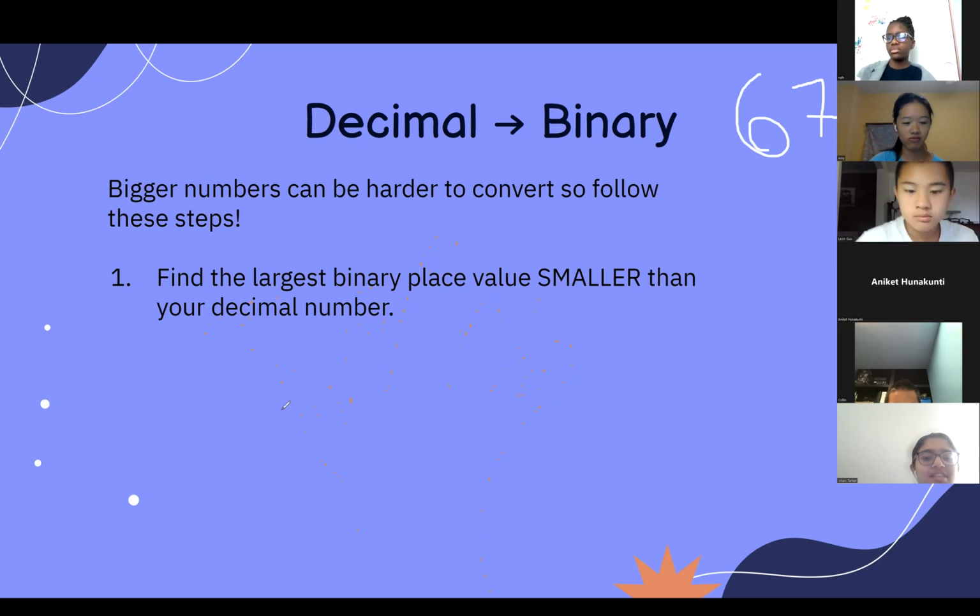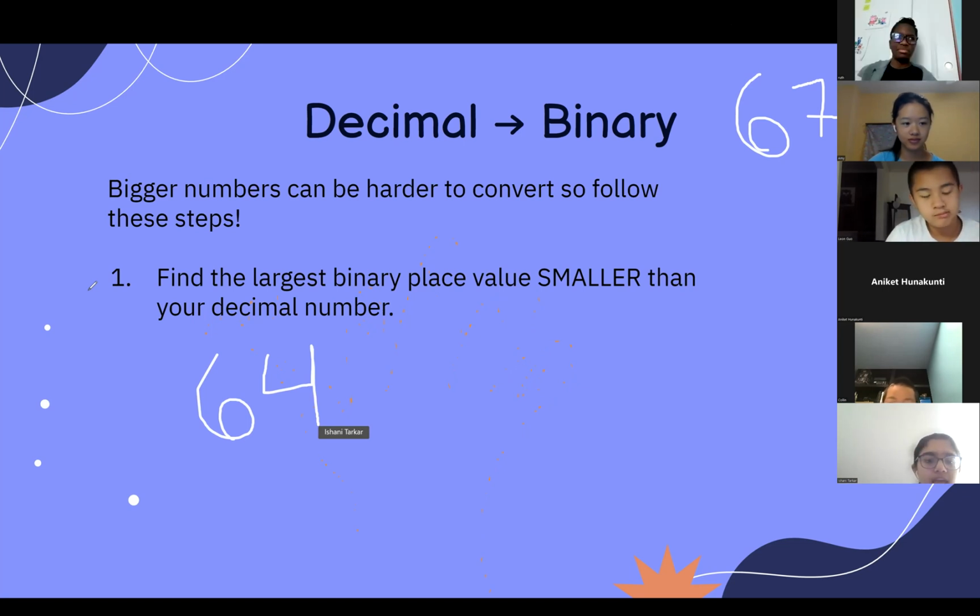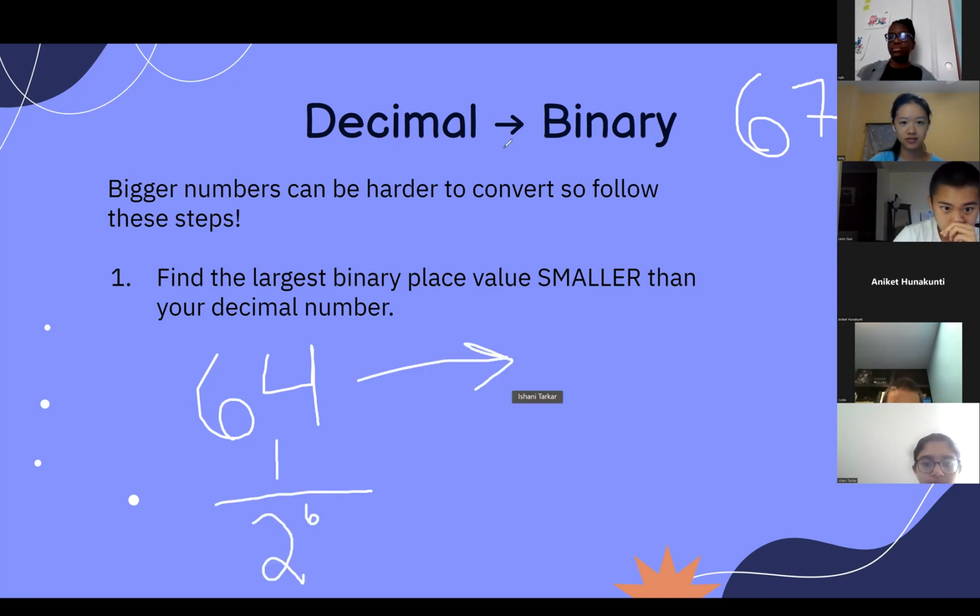Okay, so 64, yes, is the answer. So 64 is less than 67, and 64 is 2 to the power of 6, right? So we'd have 1 for 2 to the power of 6. Now we subtract 64 from 67, and we are left with 3, right?